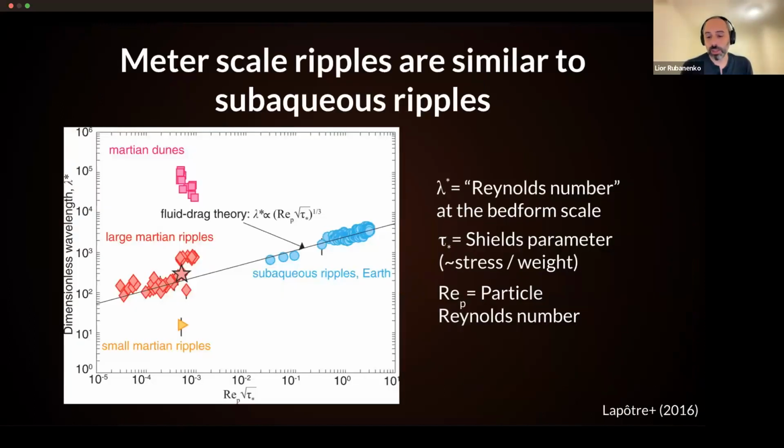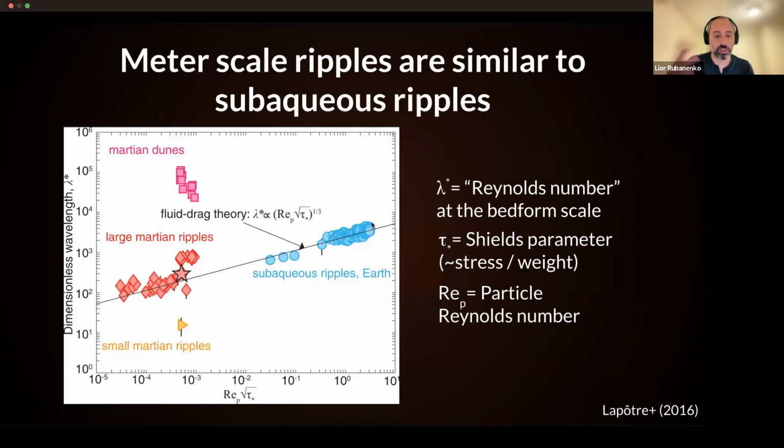And then in 2016, Mathieu Lapatre and colleagues, Mathieu was my postdoc advisor, as I mentioned before, suggested that maybe, because those large Martian ripples look morphologically a lot like subaqueous ripples on Earth, they form from the same hydrodynamic instability as subaqueous ripples and dunes. So those large Martian ripples are something we do not see on Earth, and the reason for that is essentially the higher kinematic viscosity of Mars's atmosphere. The density is lower, so the kinematic viscosity is higher.